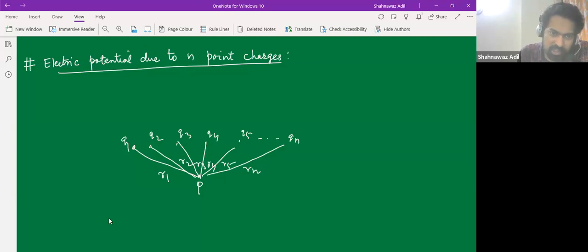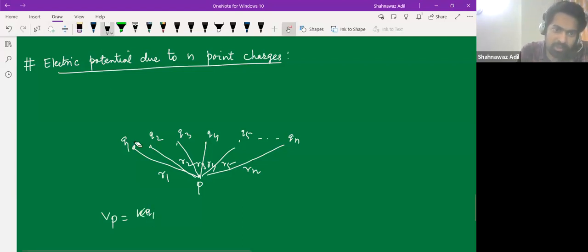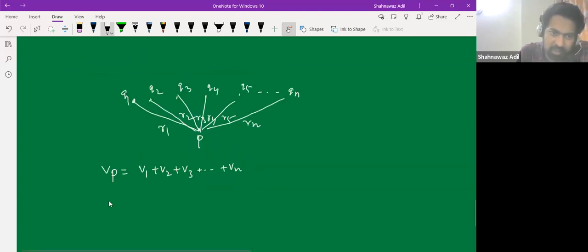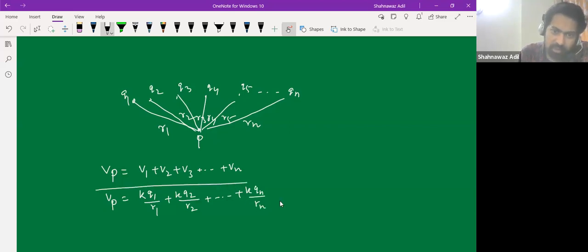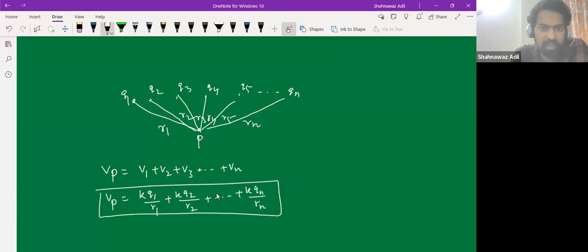So the potential at this point, let me write it properly, this would be V1 plus V2 plus V3 plus so on plus Vn. Where V1 is how much? This is KQ1 by R1, plus KQ2 by R2, plus so on, KQn by Rn. So this would be the potential due to multiple charges at a point P.